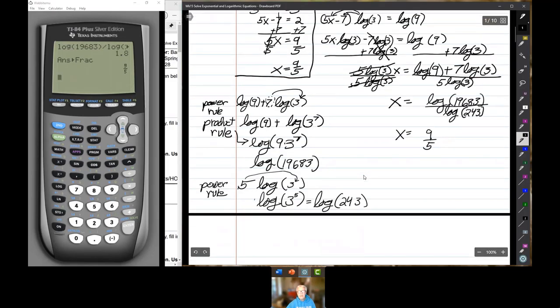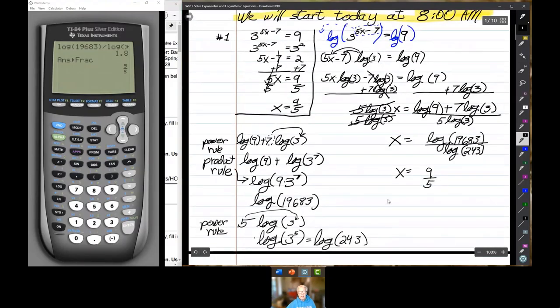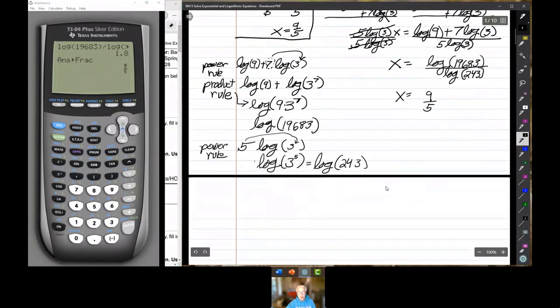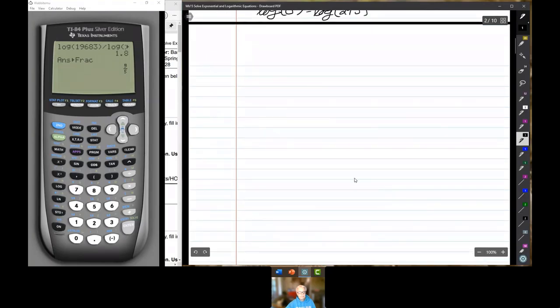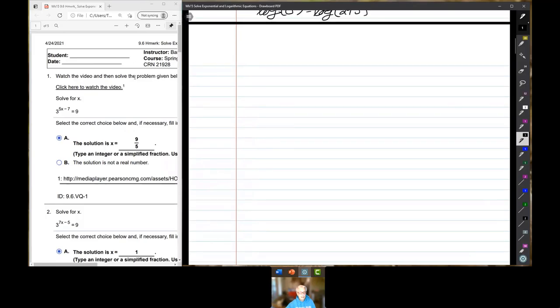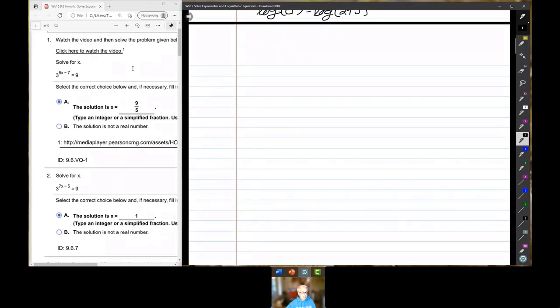But the value of this is that you had a chance to review the power rule and the product rule. You have to have these memorized. Put them on cards. Put them on something that looks like cards and go over them all day long. Professor? Clear. And we move on to number two that's just like number one.